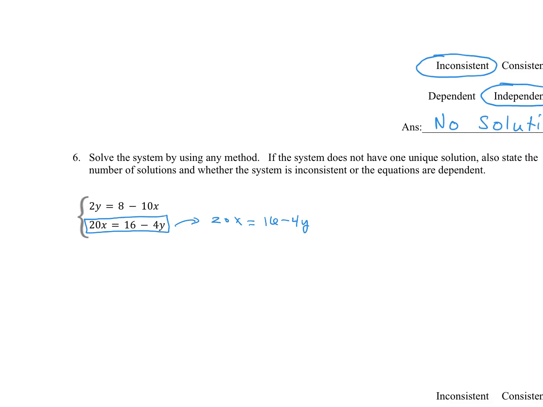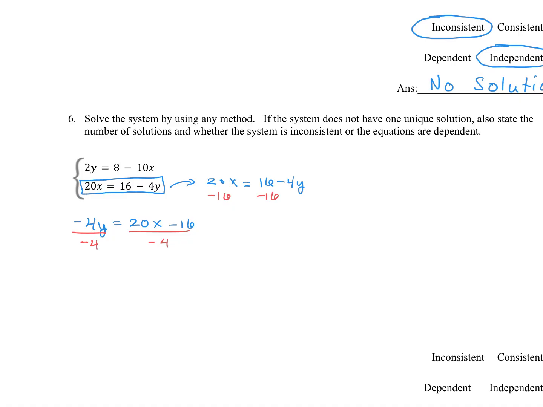I can subtract the 16 from both sides. So I've got negative 4y is equal to 20x minus 16. I can divide both sides by negative 4. And that takes me to y is equal to negative 5x plus 4. Remember that negative 4 must divide into that negative 16. Remember now we take this and substitute into the other equation using substitution. So this expression is going to substitute up here in place of our y.